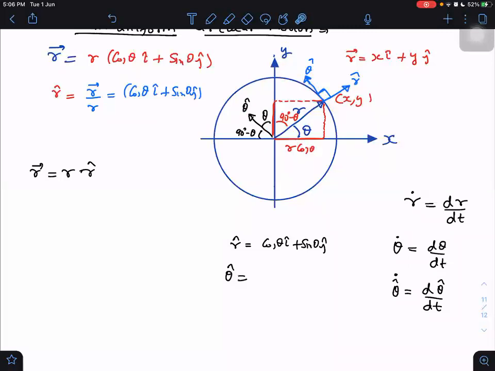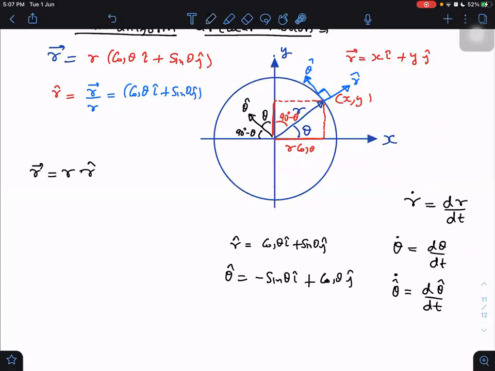And what will be the value of theta cap? Theta cap is one unit vector. I can bring this theta cap parallel to itself here, and then take its component along the y-axis and its component along the x-axis. All unit vectors have the same magnitude, 1 unit. So what will be the component of the 1 unit vector along this side? It will be cos of 90 minus theta along the x-axis, which will be sin theta. So I can write minus sin theta along i cap plus cos theta along j cap.